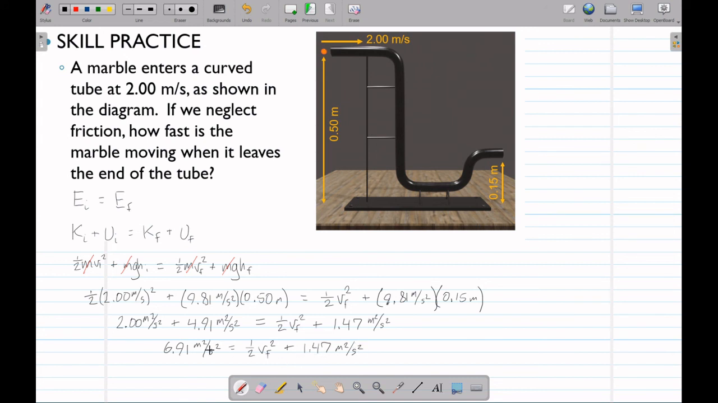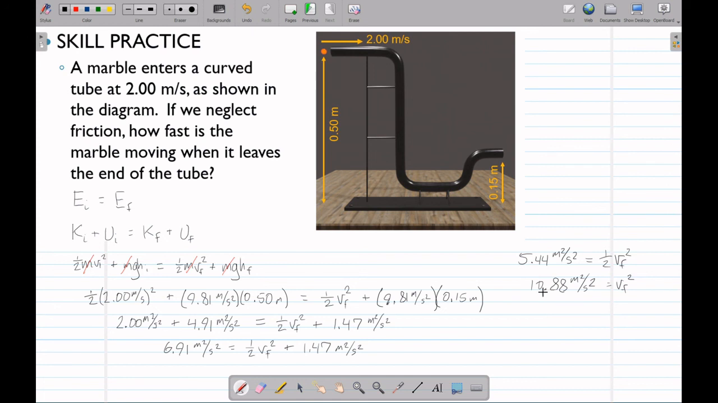Now we will subtract 1.47 from both sides. I'm going to come up here to give myself a little bit more space. 6.91 minus 1.47 gives us 5.44 meters squared per second squared on the left-hand side. On the right-hand side, we have 1/2 VF squared. We're going to multiply both sides by 2, which is going to give us 10.88 meters squared per second squared. And on the right-hand side, we have VF squared.